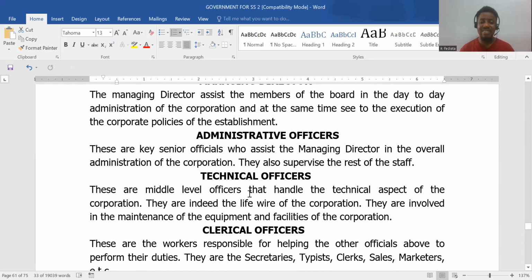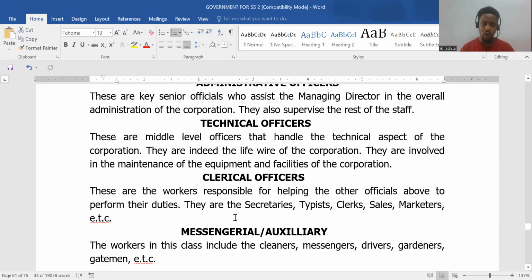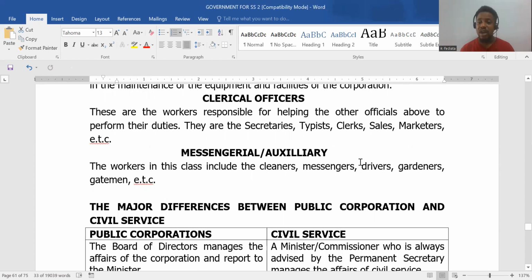Technical officers are regarded as the heartbeat of the public corporation. They are experts. They are schooled in the different fields of life. They are involved in the maintenance of the equipment and facilities of the public corporation. So we also have the clerical officers who help the officials above in performing their duties, like the secretaries, typists, clerks, sales. They help keep records and document information properly. Now, the auxiliary class are the lowest. They are like the messengers, the drivers, the gardeners, the cleaners, etc.